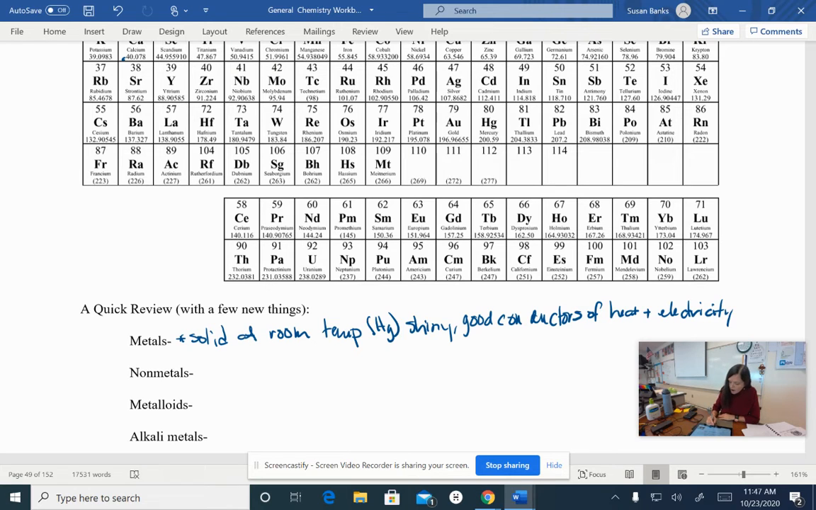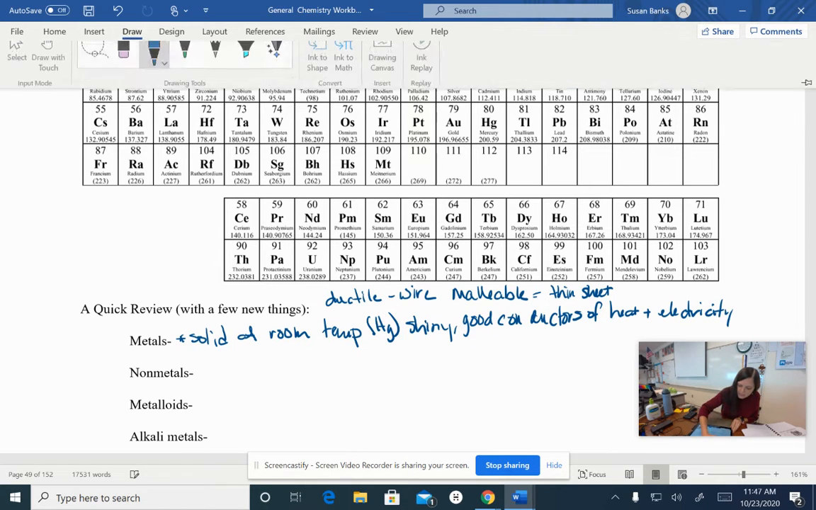They also are what we call ductile. Ductile means that I can make a wire out of metals. And we've seen wire made out of metals, copper wire, silver wire. And they're also what we call malleable. And that means that I can make a thin metal sheet out of metals. So I can pound lead or iron or copper or anything into a thin little metal sheet.